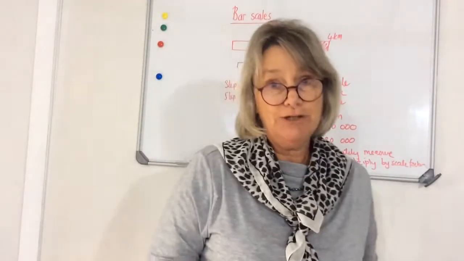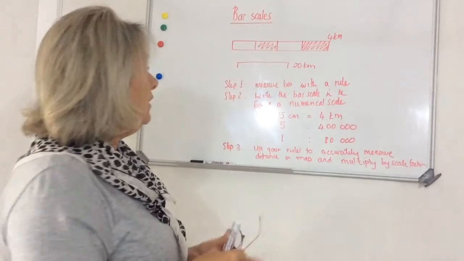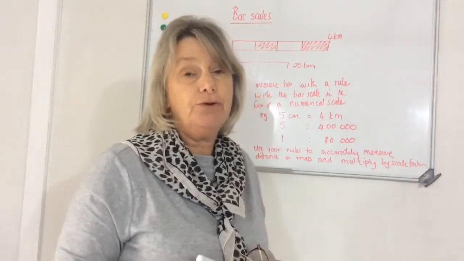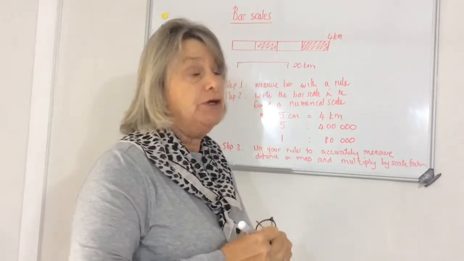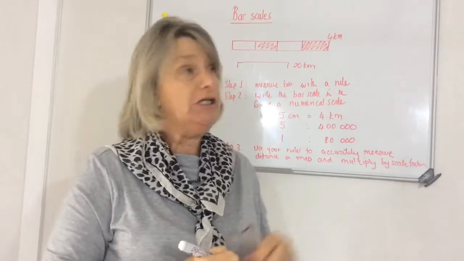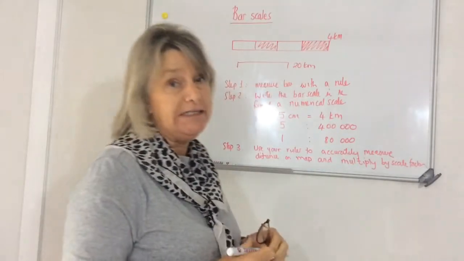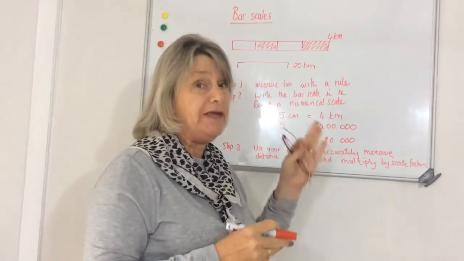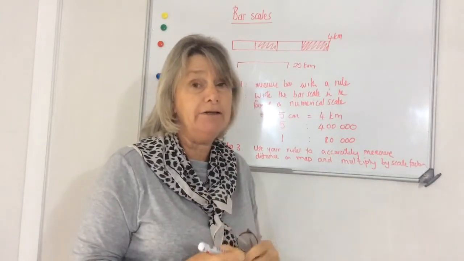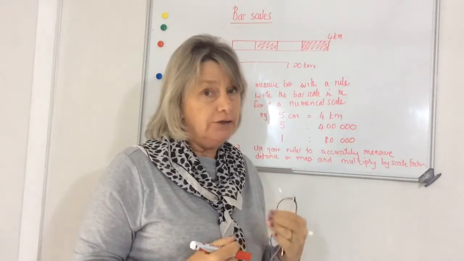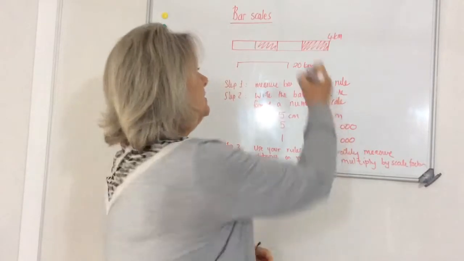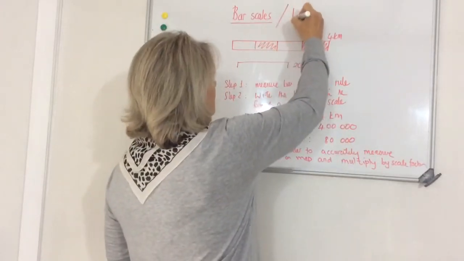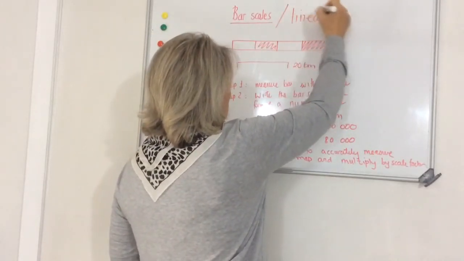Hello again. Let's look at bar scales. A bar scale is also called a linear scale, but be careful, don't use the word line scale. Sometimes people don't learn their work and then they take a guess. They might say line scale, which is very close to one of the correct names. So it's a bar scale or it is a linear scale.